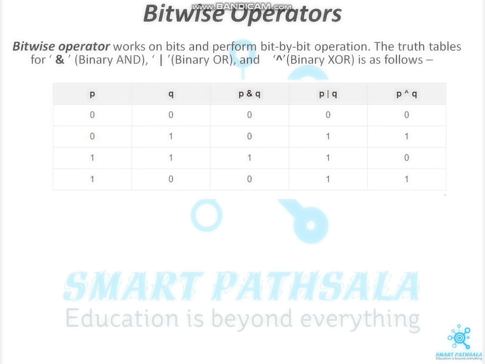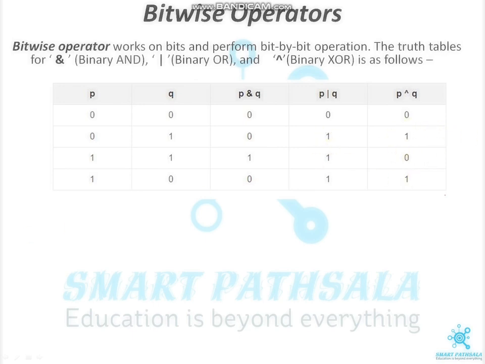Now if P is 0 and Q is 0, P and Q will be 0, and P or Q will be 0, again P XOR Q will be 0. Next, if P equal to 0 and Q equal to 1, P and Q will be 0, P or Q will be 1, P XOR Q will be 1.